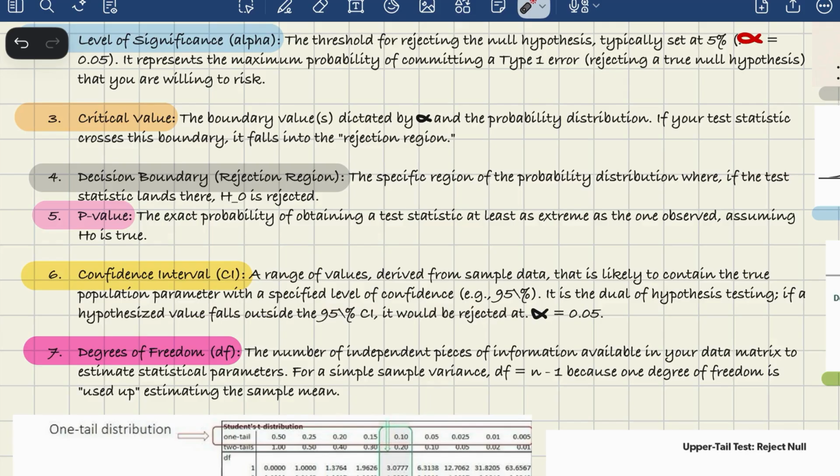All right, so what we do over here, we simply write that if there is a 95% confidence interval, it would be rejected at 5%. So we are 95% confident, and 5% is where lies our risk. All right, next we have degree of freedom.